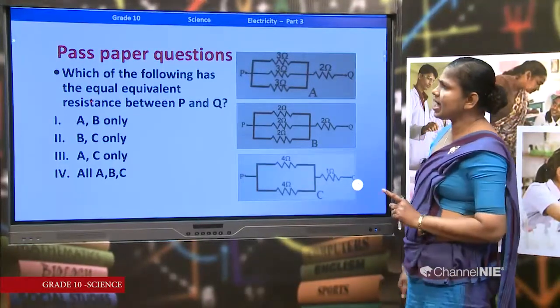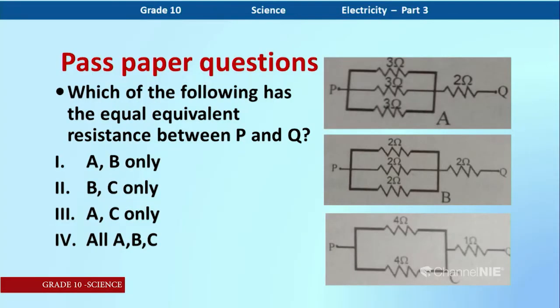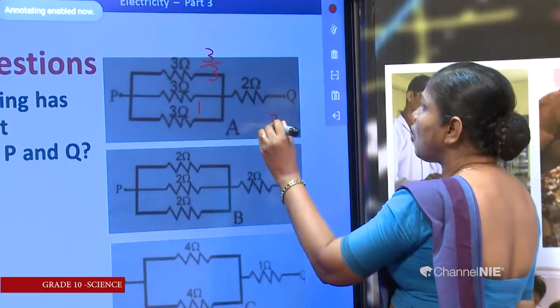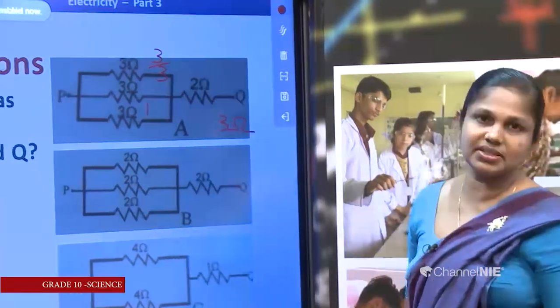Which of the following has the equal equivalent resistance between P and Q? See, children, here 3 ohm resistors are connected in parallel. How to get the equivalent? Value of one resistor, 3. Number of resistors also 3. Then 3 over 3, the equivalent is 1 here. Then this is in series to this. Then 1 plus 2, 3 ohm is the equivalent of this.